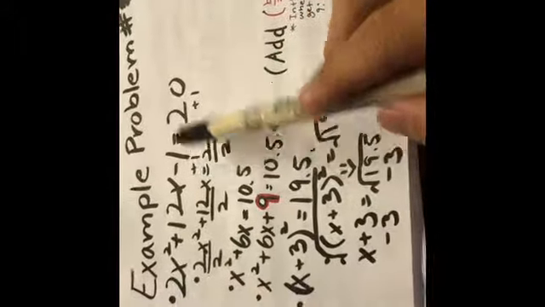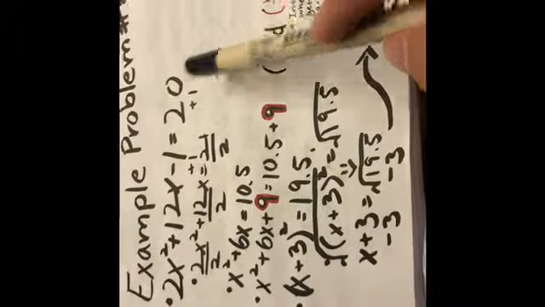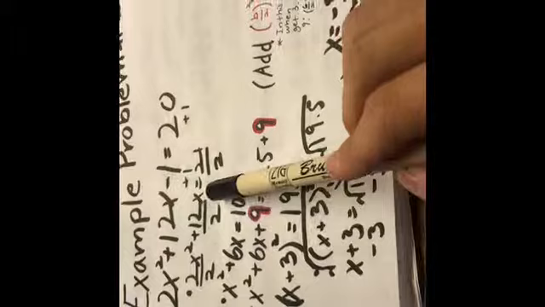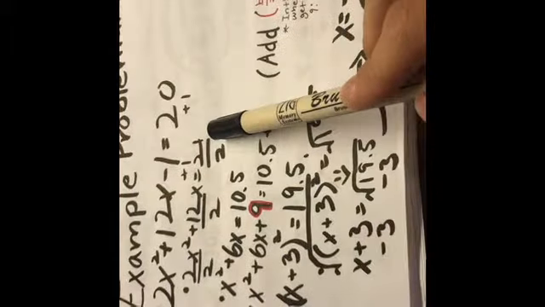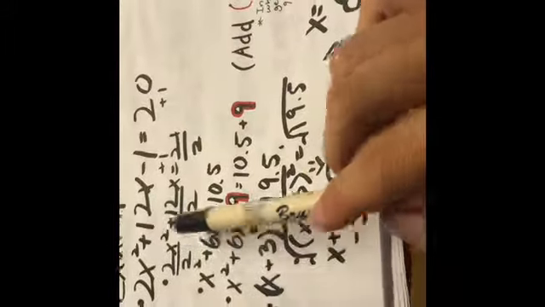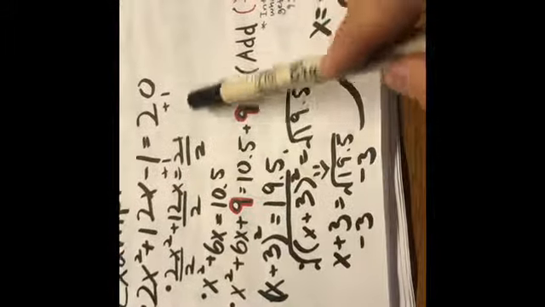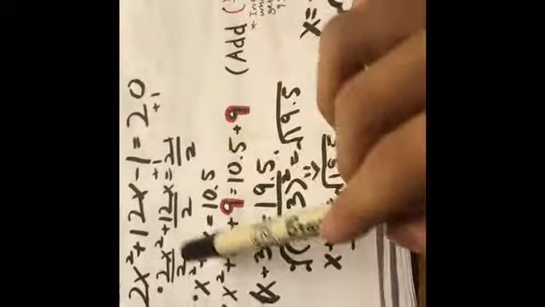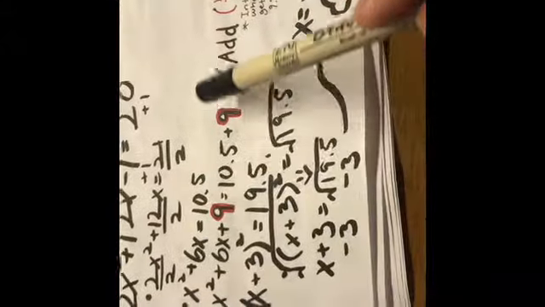We're going to be adding 1 to both sides to begin with, and we're going to get 2x squared plus 12x equals 21. In order to get x by itself, we're going to divide 2x squared by 2 for all terms, and we're going to get x squared plus 6x equals 10.5.